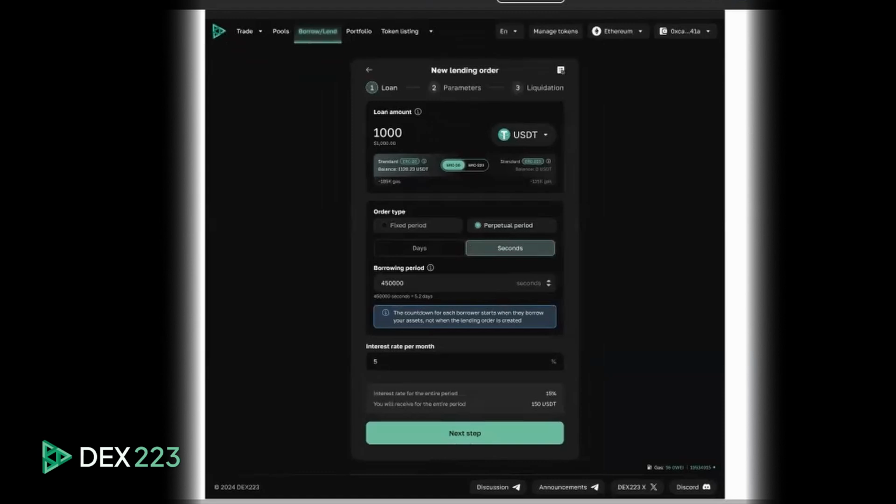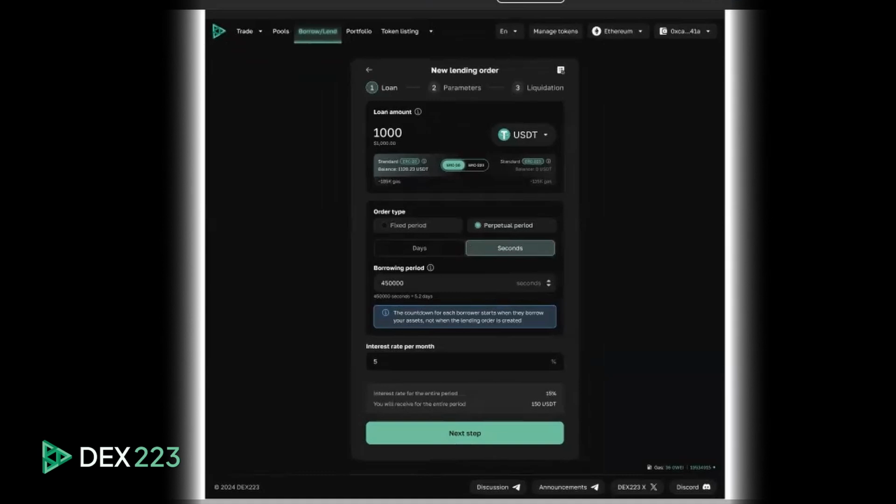In DEX223, we are addressing these problems in a quite specific way that other exchanges haven't tried before. This has some advantages and disadvantages, obviously, and we have two main strategies.